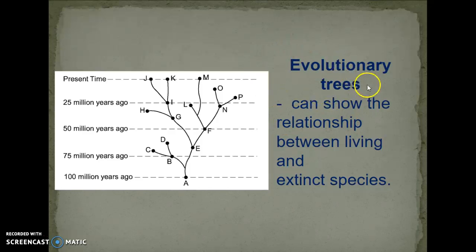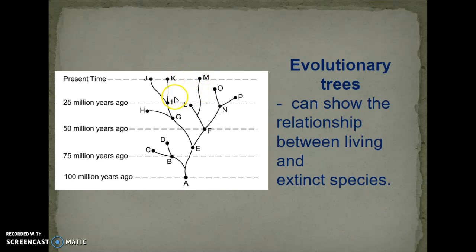So evolutionary trees, you should be able to understand them. You should be able to read them. Couple of things. Every letter is a species. Every node is a branch point per se. So it speciated into organisms J and K. The two organisms that branch off the same node are more closely related. So for example, species J and K are more closely related to each other than species K and M.